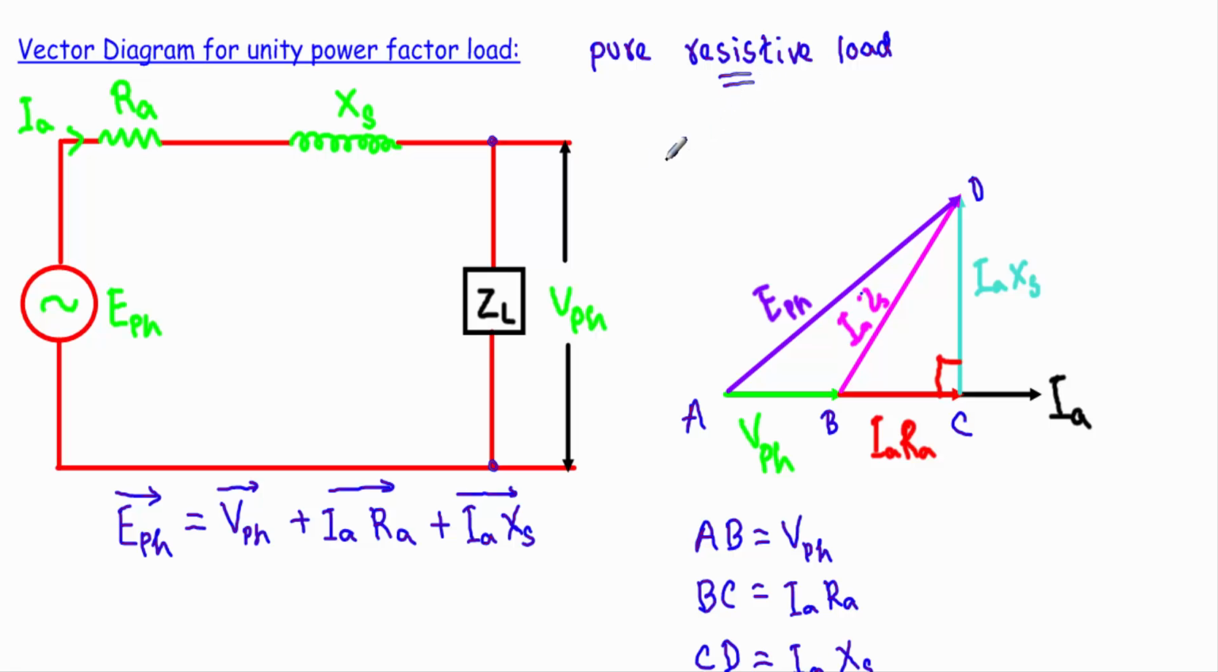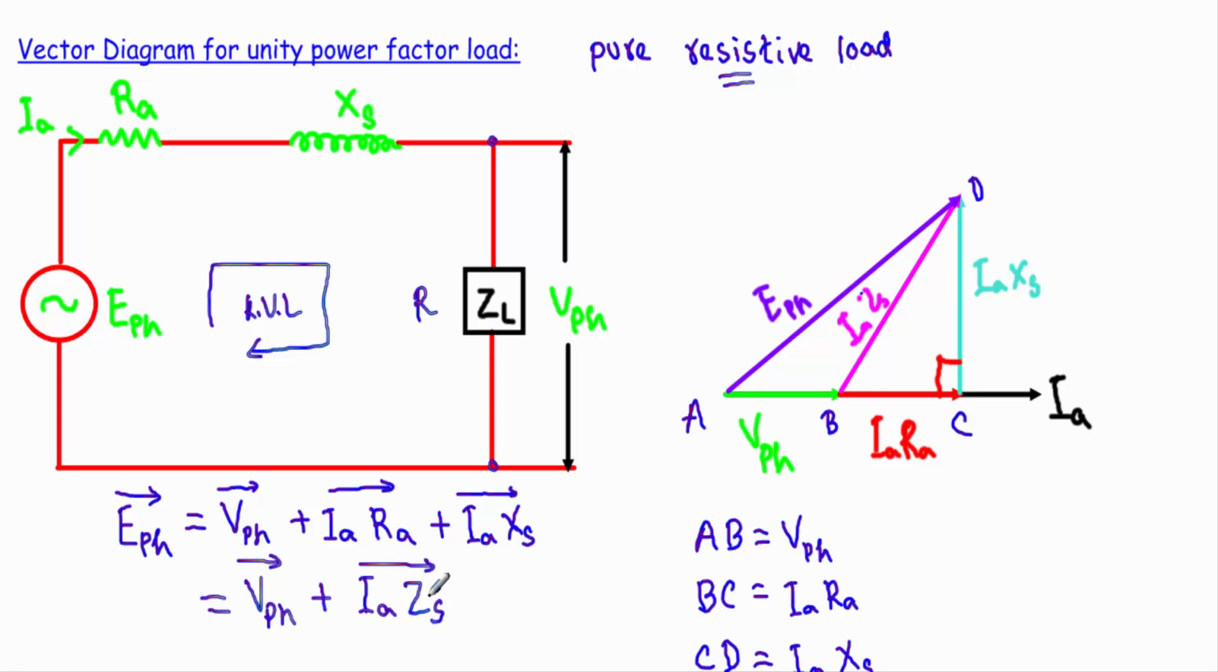Okay, pure resistor as this load impedance. I will use a resistor. So if I apply Kirchhoff's voltage law in this per phase equivalent circuit, I will get supplied voltage EPH equal to VPH plus IARA plus IAXS, and you know that this IARA drop and this IAXS drop will be equal to the voltage drop across our synchronous impedance. Therefore I can further simplify this equation, VPH equal to plus IAZS, and on top of that a vector sign.